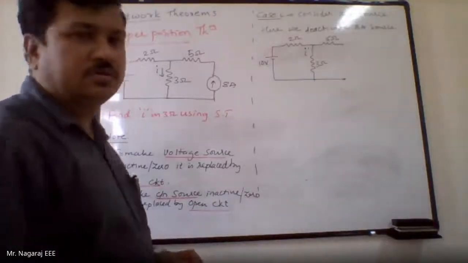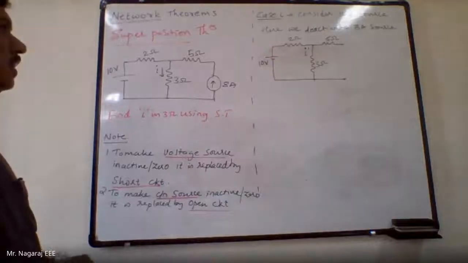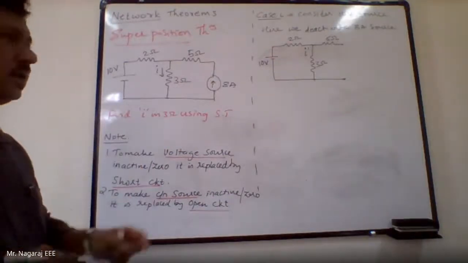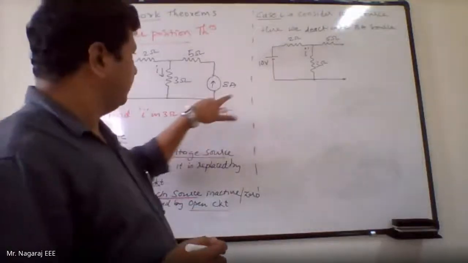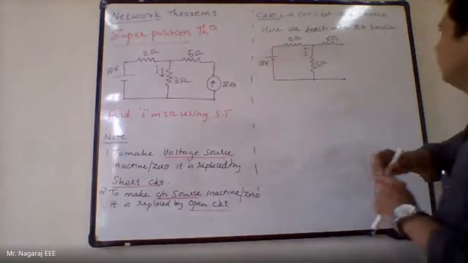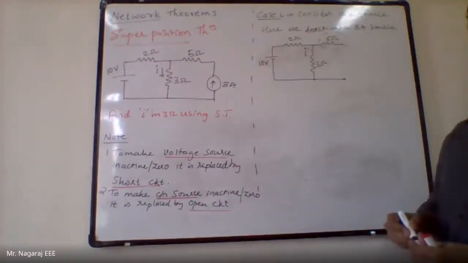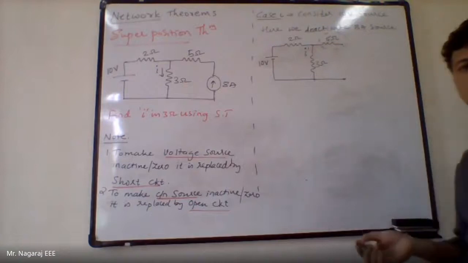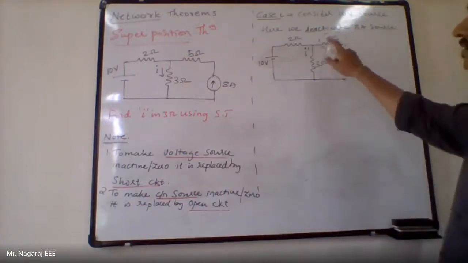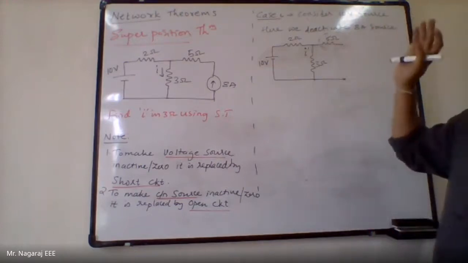to make the current source 0, I should keep it an open circuit. Now, keeping this 8 amperes as open circuit, I have to find the current in 3 ohms. So when I keep 8 amps open circuit, this branch is open and the 5 ohm is connected to a branch which is open. So there is no current flowing now in the 5 ohm resistor.